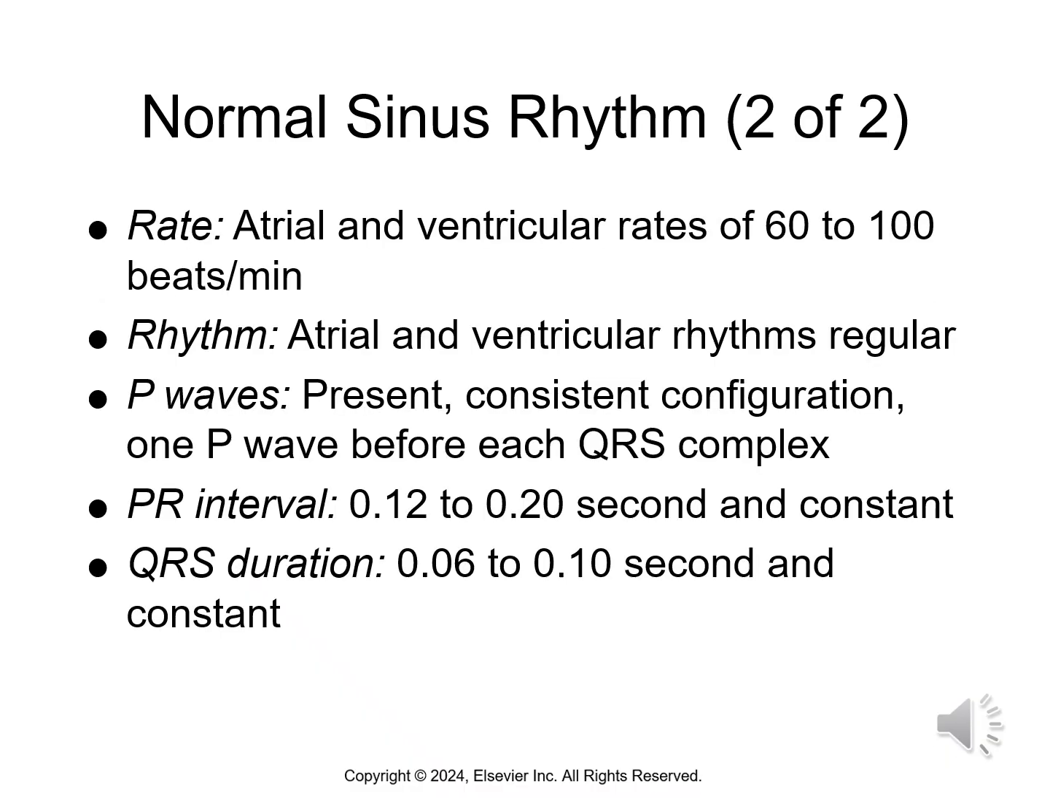Just to reiterate what's normal, normal sinus rhythm is a rhythm originating from the SA node, that dominant pacemaker, that meets these ECG criteria. The atrial and ventricular rates will be between 60 and 100 beats per minute. The atrial and the ventricular rhythms will be regular. There will be a P wave present, of consistent configuration, and there will be only one P wave for each QRS complex. Our PR interval will be between 0.12 and 0.20 seconds and constant, and the QRS duration will be between 0.06 and 0.11 and constant.